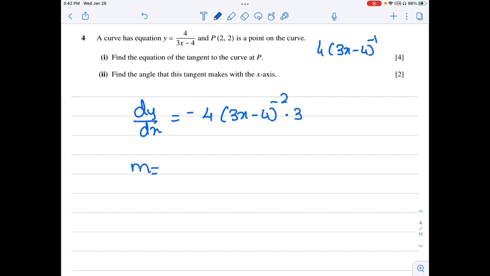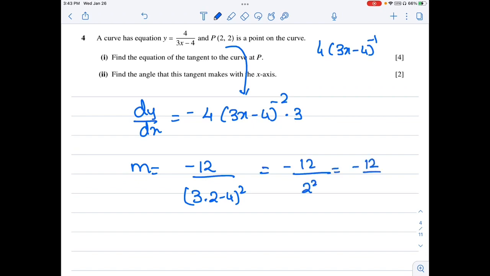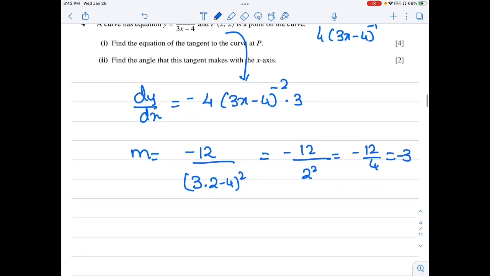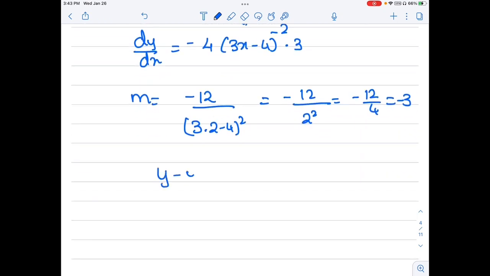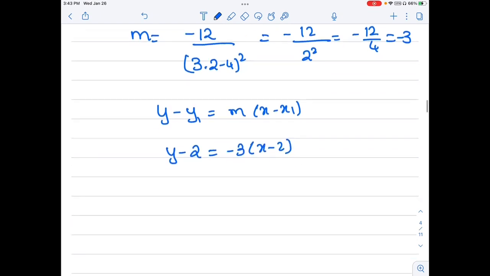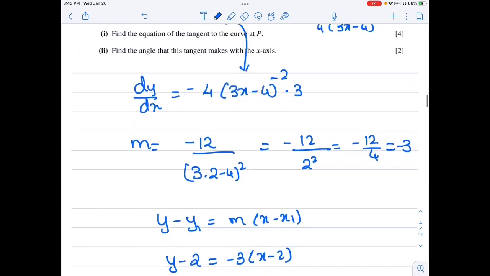So then the slope will be, plug in that 2, -12 times (3 × 2 - 4)². So this gives you -12 times (6 - 4 is 2), 2² is 4, -12/4, which is -3. So the gradient is -3. Equation of a tangent, y - y1 = m(x - x1). So y - 2 = -3(x - 2). So we get y - 2 = -3x + 6. So 3x + y - 8 = 0.